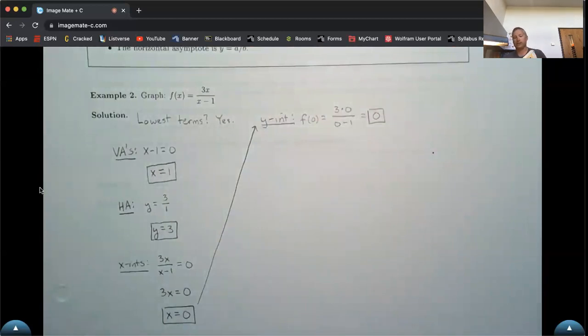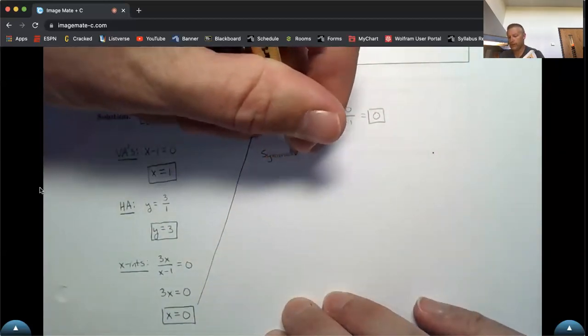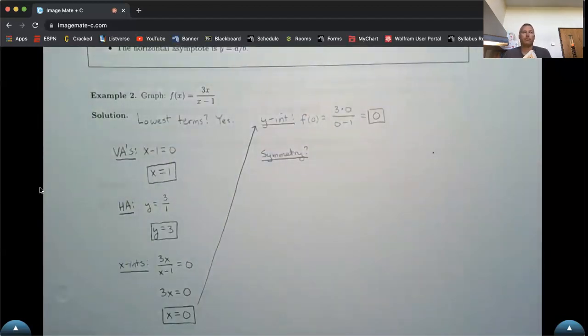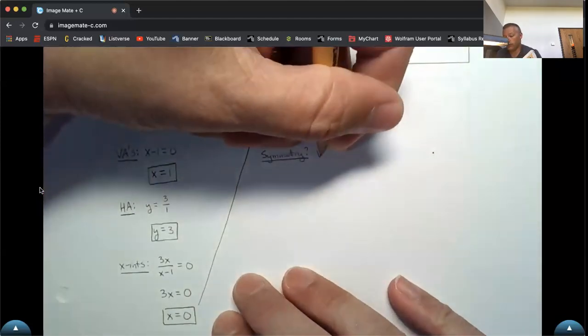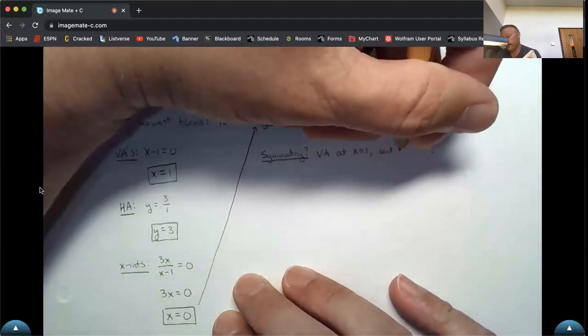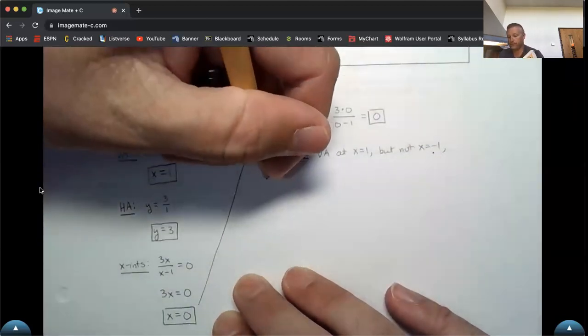We next ask, is there any symmetry? Now, in the last example, we said, well, x equals 4 is an x-intercept, but x equals negative 4 isn't an x-intercept, so the answer is no, and we knew that explicitly. Here, I could say, well, I have a vertical asymptote at x equals 1, but I don't have one at x equals negative 1. So vertical asymptote at x equals 1, but not x equals negative 1. Because of this, no symmetry.